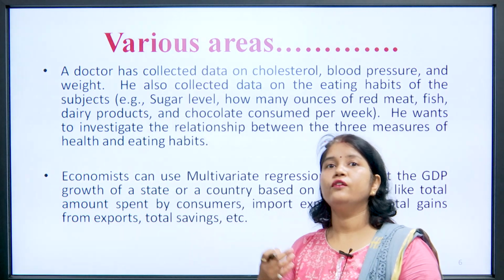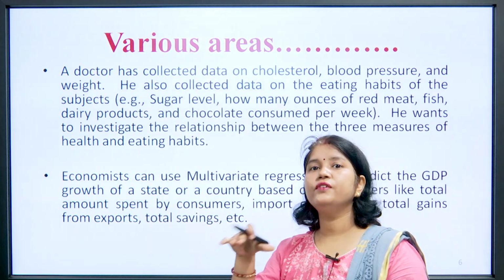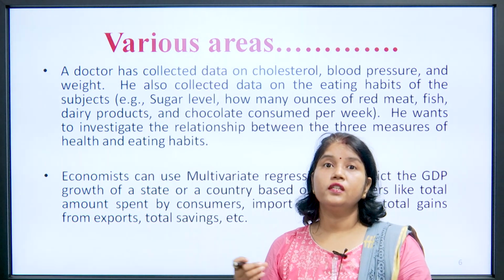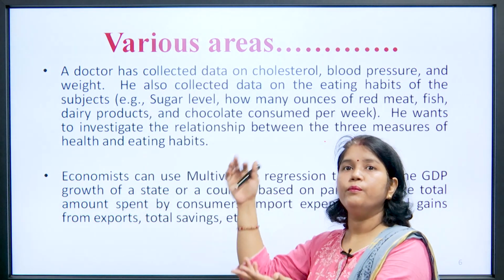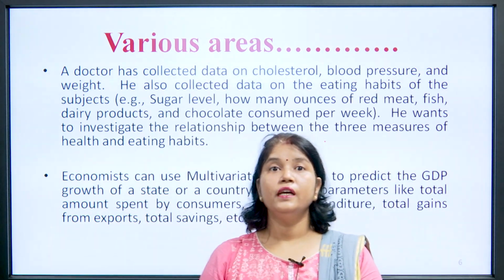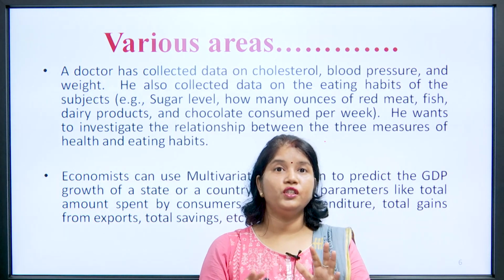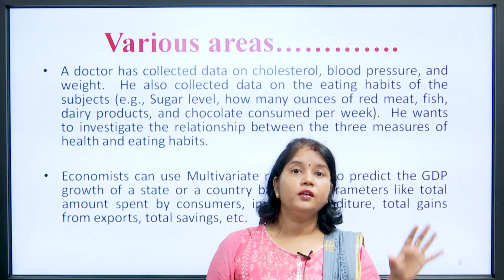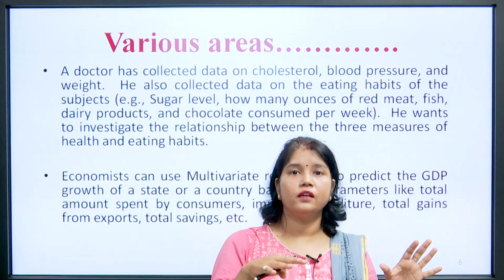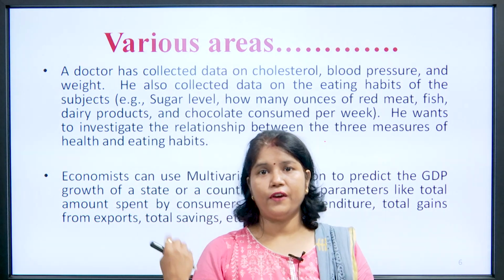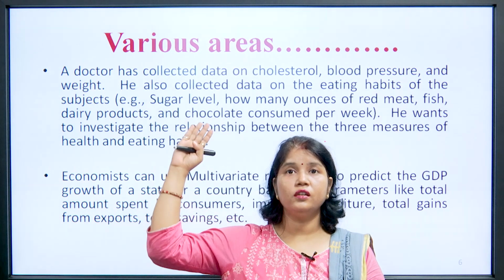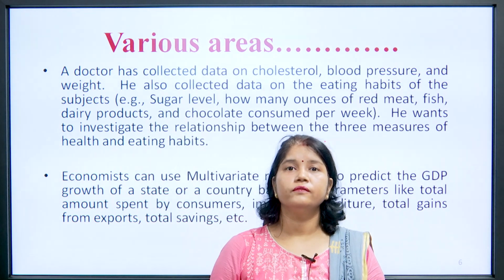So, which kind of factor lies under which category, right. So, investigating the relationship between what? Between these three measures of health and eating habit. So, health and eating habit will be checked by the doctor on the basis of the various factors. These are the various factors, right.